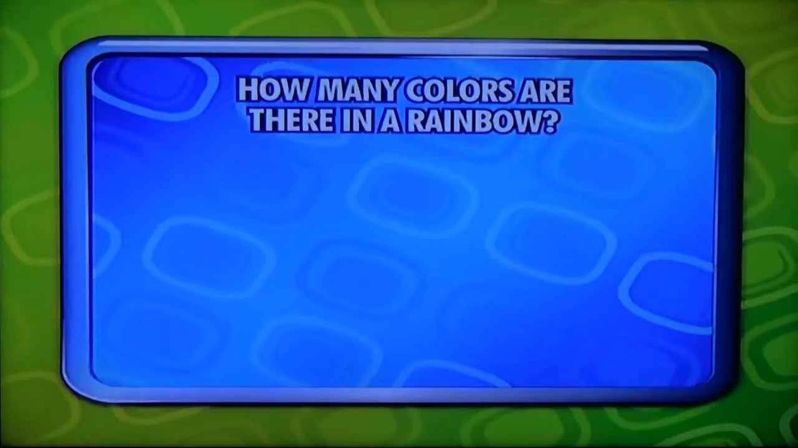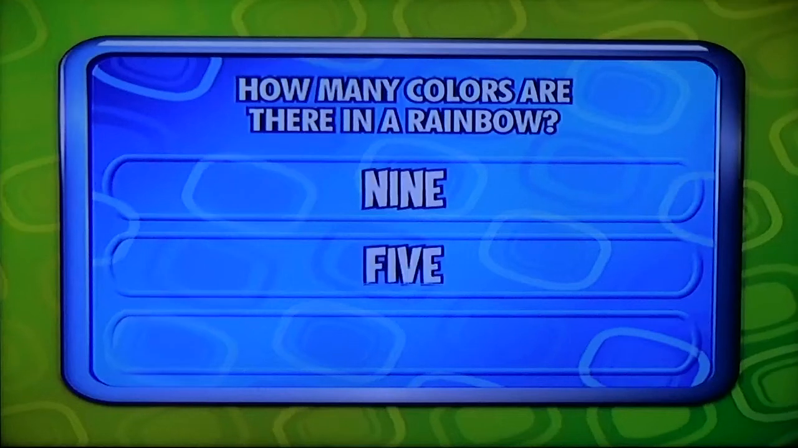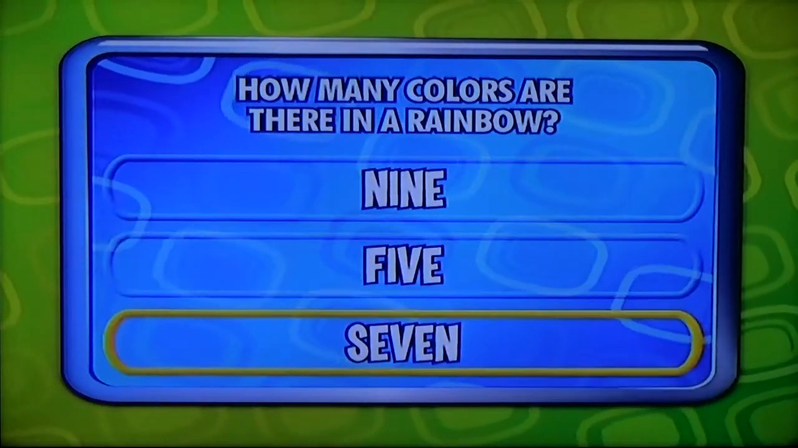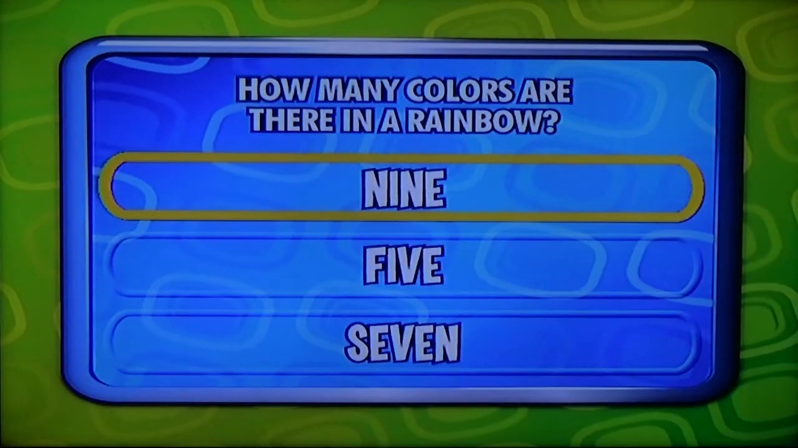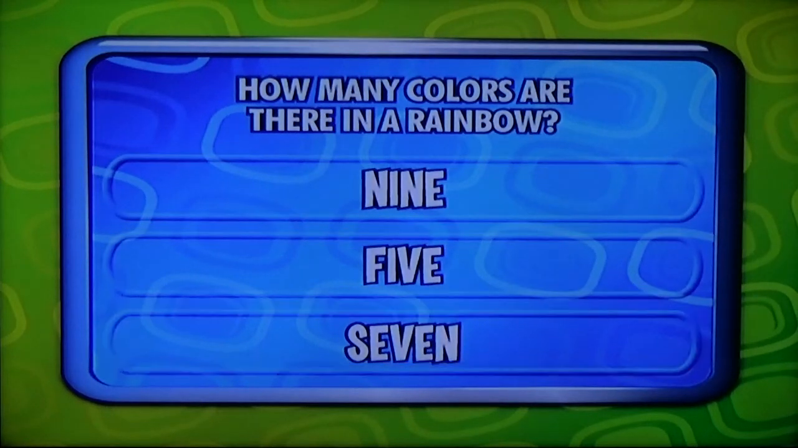So, we start with you, AJ, with this question for three spins. Get this one right. All right. This might win a pot of gold. How many colors are there in a rainbow, AJ? Is it 9, 5, or 7? 7. He's going with 7, okay.